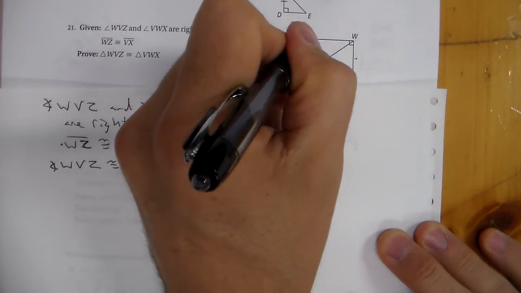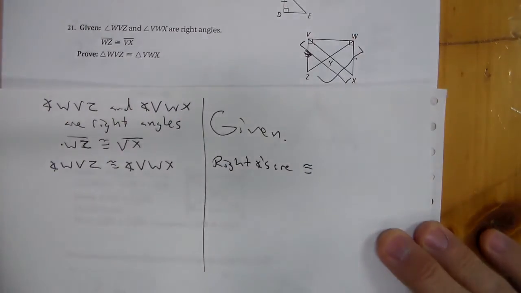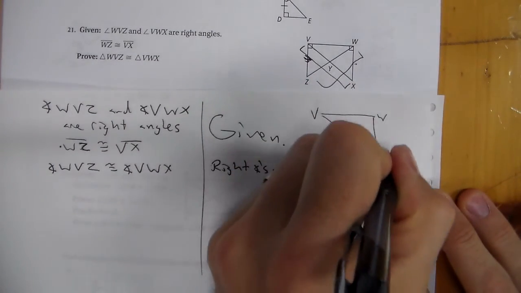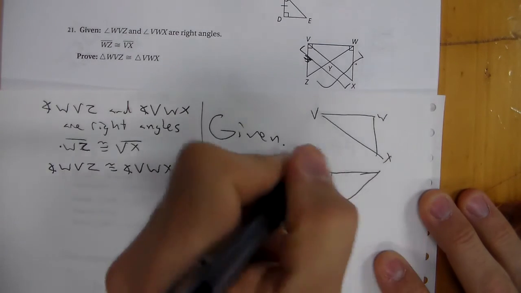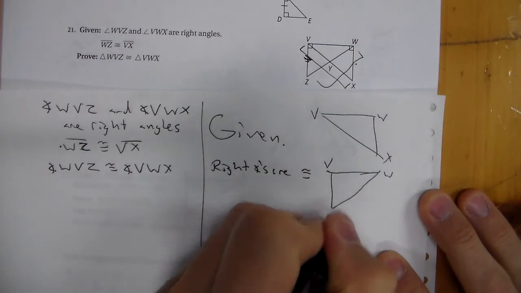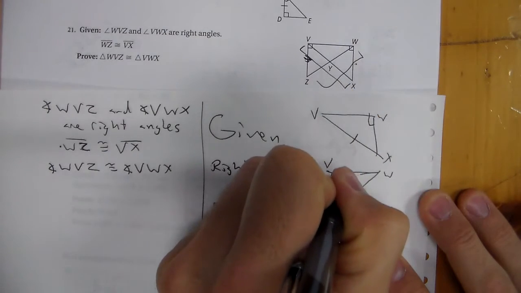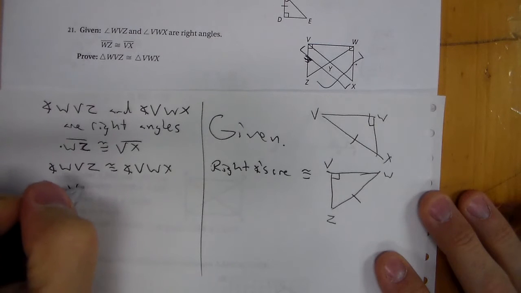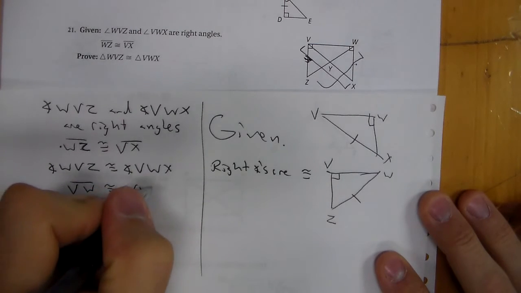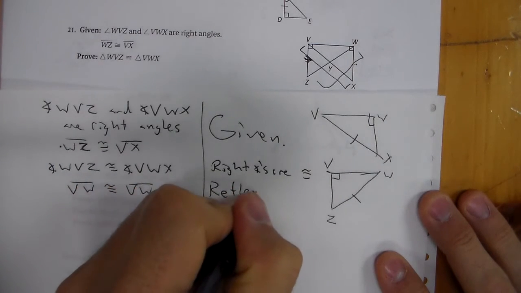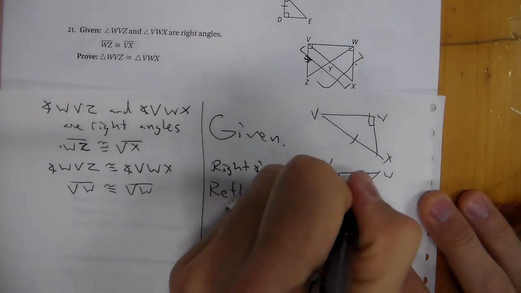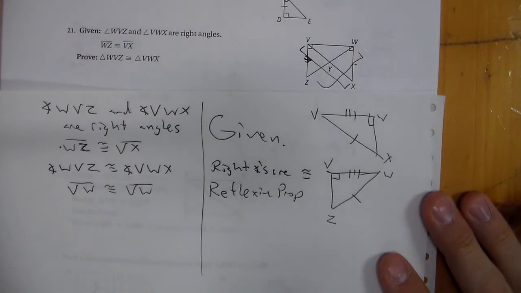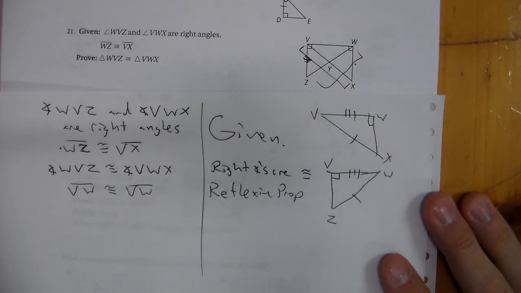These are crossing sides. So let's just draw these two triangles separately. Maybe that'll help us. So I have VWX and VWZ. So I know these two sides are congruent. I got some right angles there. What else we have is the reflexive. We have VW is congruent to VW. So looking at that, I have right angles, I have a hypotenuse, I have legs, so this could be HL.